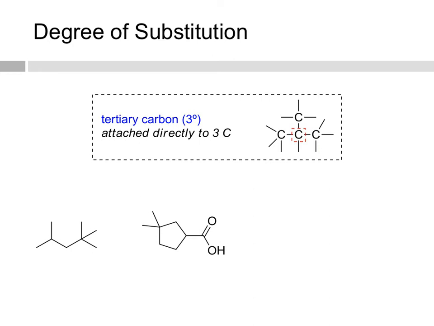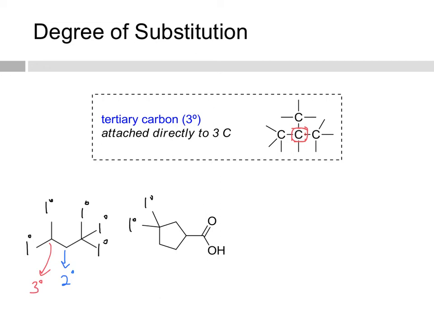A tertiary carbon is attached directly to 3 carbons. So this would be the tertiary carbon. And in these 2 examples, if we look at this example here, we can see that this is a primary, so all these terminals are primary carbons attached to one other carbon. This is a secondary carbon, and this is a tertiary carbon because it's attached to 3 other carbons, 1, 2, and 3. In this example here, we've got primary carbons here.